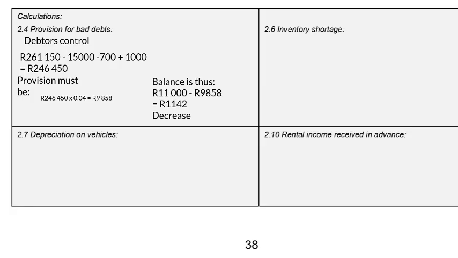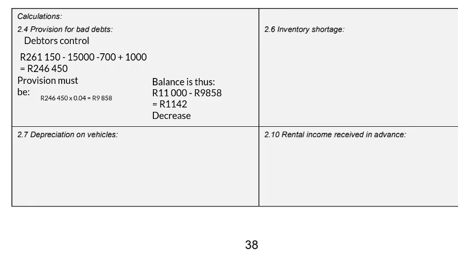For calculation 2.6, we need to calculate the inventory shortage. We go to information 1. According to our records, our inventory is 800,000 Rand. Adjustment 2.1: a debtor returned damaged goods with a cost price of 10,000 Rand, which needs to be added.